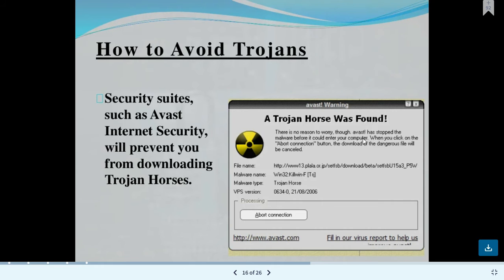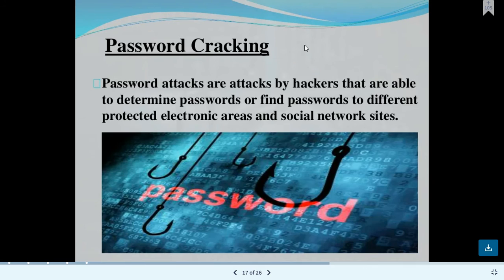So you need to be aware of how to avoid Trojans. Security suites such as Avast antivirus and internet security will prevent you from downloading Trojan horses as well. A Trojan horse was found, which you can see on the screen.